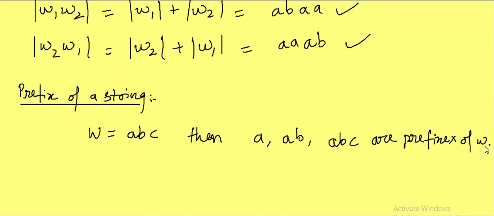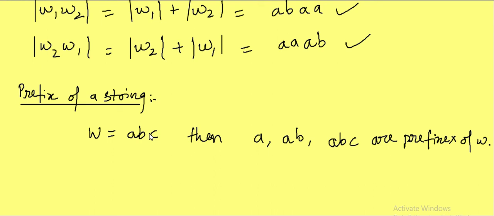So if they ask you in the exam, it is not that only A is the prefix of BC or B is the prefix of C. It can be A, it can be AB, it can be ABC, because we also consider the empty string. In one of the examples, when I discussed the length of the string, I told you the length of the empty string is 0, right? So this is the concept of prefix.